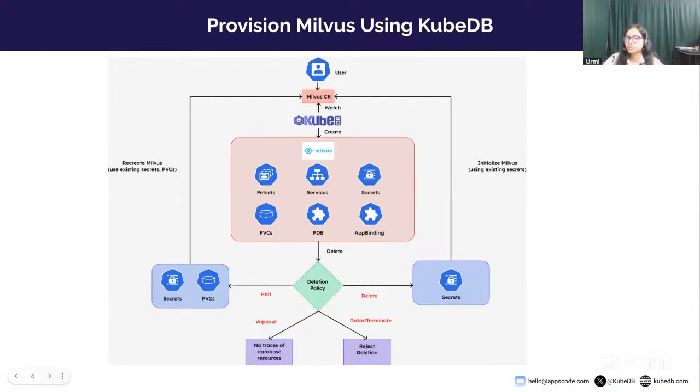At the bottom, you can see deletion policy. This controls what happens when the Milvus resource is deleted. If we choose wipe out, it deletes everything including secrets and PVCs for ensuring complete cleanup. And if it is hold, then it retains secrets and PVCs, and for delete, it only retains secrets. And if we choose do not terminate as deletion policy, it rejects the whole deletion process.